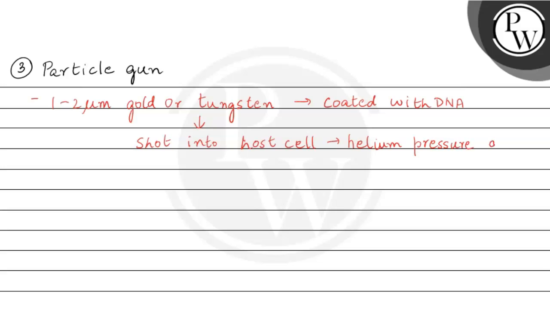So this helium pressure gun is used to directly shoot the gold or tungsten particles which are coated with the DNA into the host cell, inside the cytoplasm of the host cell. This is one of the most effective methods of direct gene transfer, because it is a sure shot method where the DNA will be transferred into the host cell. So these are the types of direct gene transfer with the help of physical means.